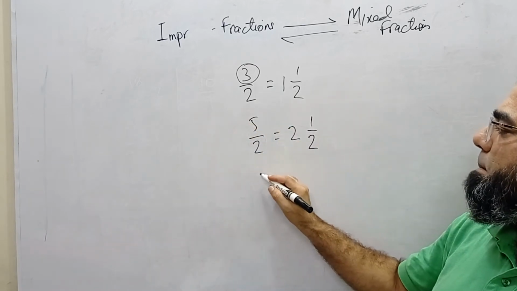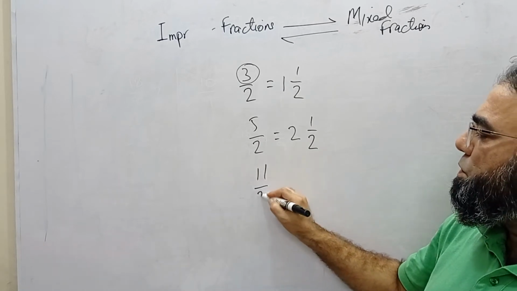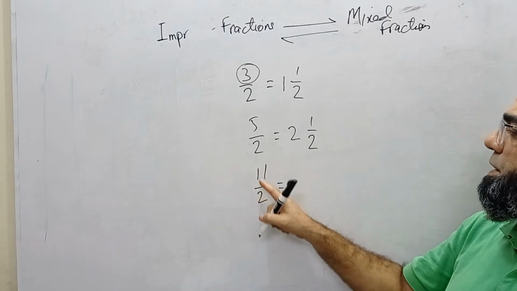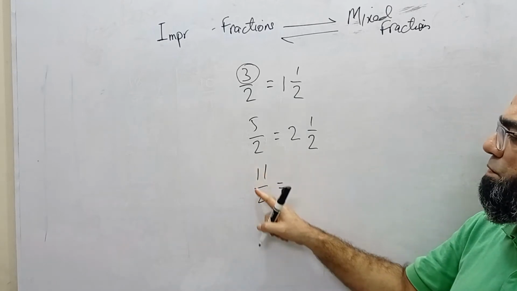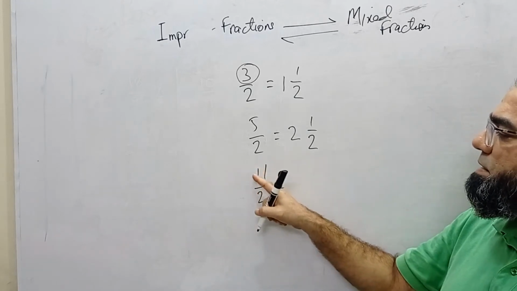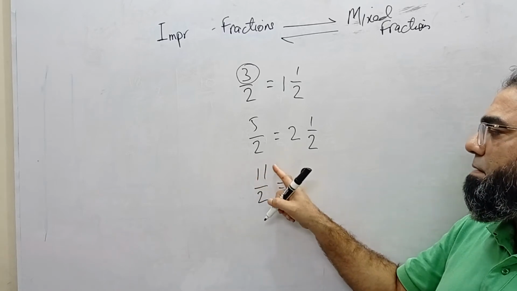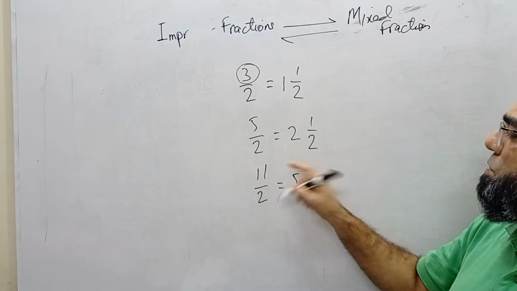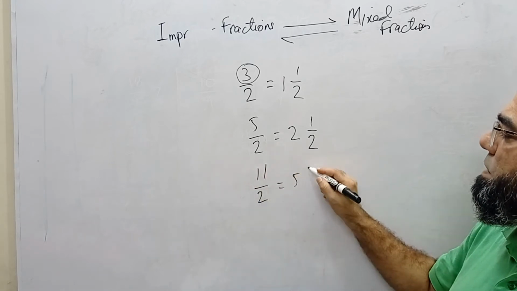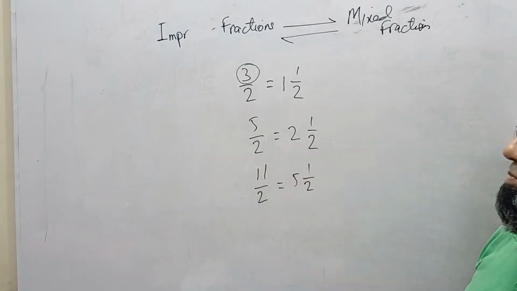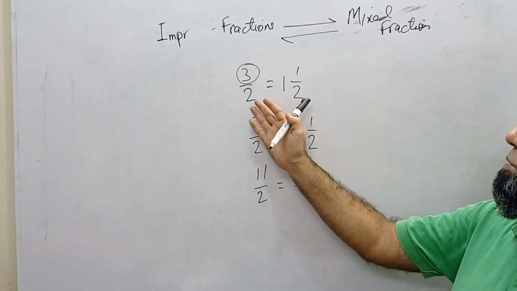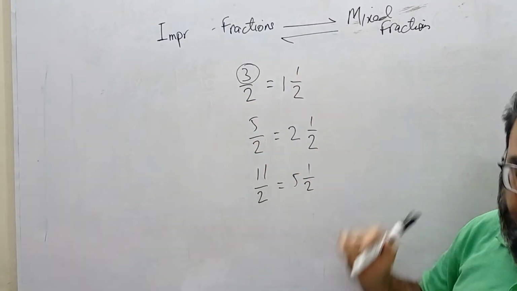Suppose we have 11 over 2. So this is 1 times 2, 2 times 2 is 4, 3 times 2 is 6, 4 times 2 is 8, 5 times 2 is 10, 6 times 2 is going to be 12. So we don't need 12 here. So it's 5 times 10. So 1 is left. 10 plus 1 is 11. This is 5 whole 1 over 2. So that is how you change this improper fraction into the mixed fraction when the denominator is 2.